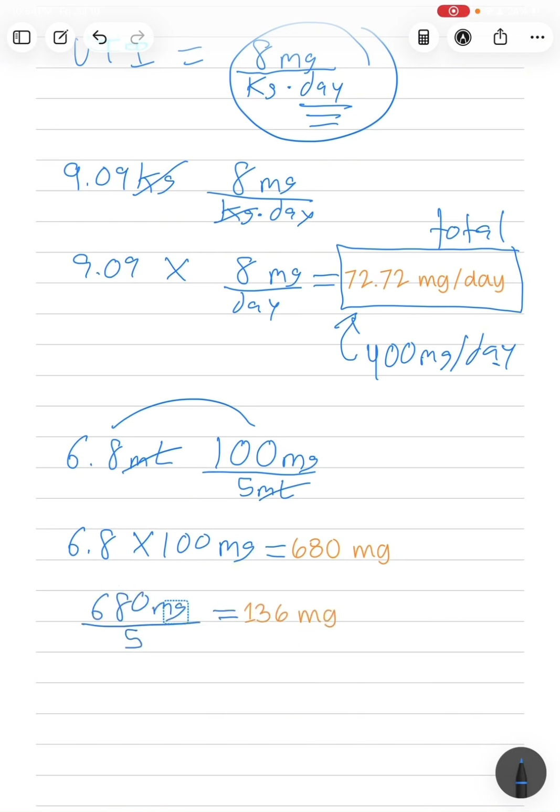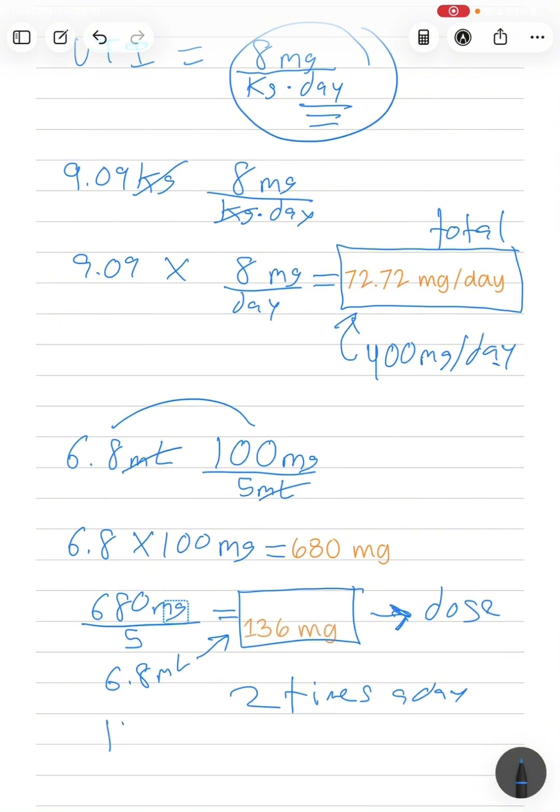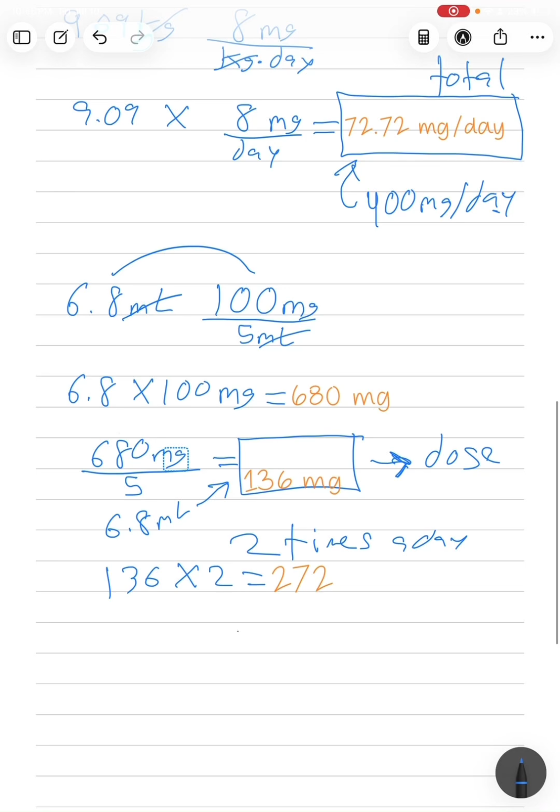680 milligrams divided by 5 gives us 136 milligrams. But this is per dose. Every time we give 6.8 milliliters, we are giving 136 milligrams worth of medication. And remember, we're giving this dose 2 times a day. So 136 times 2 equals 272. So at the way the prescription is currently written, the baby would get 272 milligrams per day.